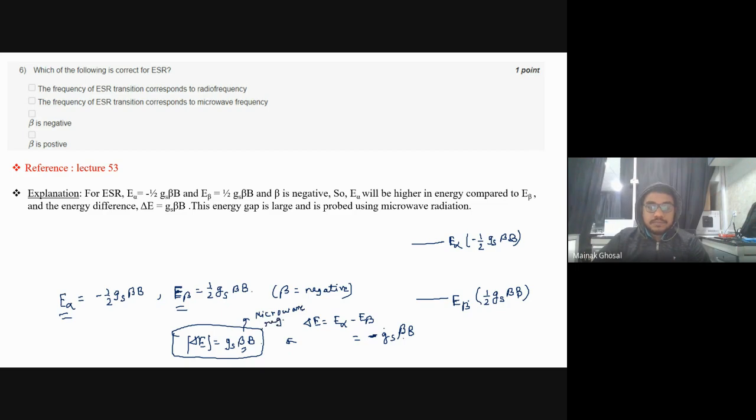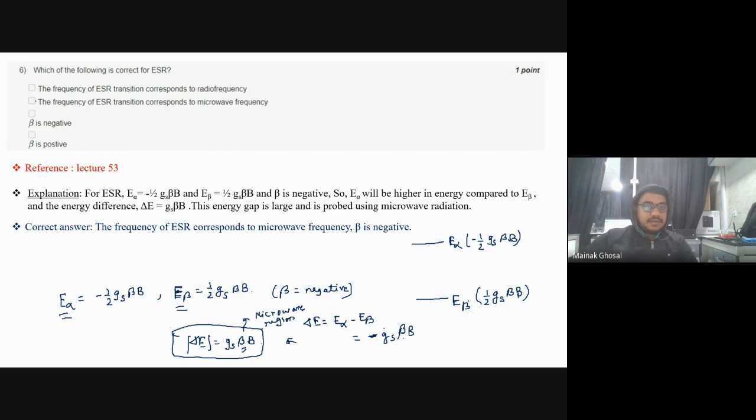Okay, so whenever you want to probe some electrons from beta state to alpha state, you just need to use microwave radiation. So in this question, the frequency of ESR corresponds to microwave frequency. This is the correct answer. This is not the radio frequency. If there is a question in which case you use radio frequency, it is only used in case of NMR. And here also beta is negative. So these two are answers. So I'm moving to the next question.